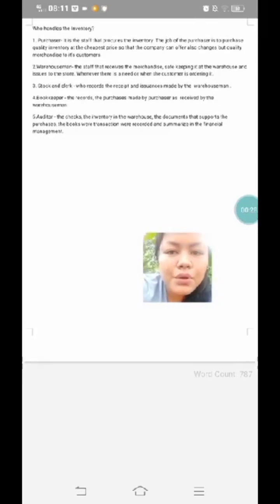Let's briefly discuss the purchaser. The purchaser is the staff that procures the inventory. The job of the purchaser is to purchase quality inventory at the cheapest price so that the company can offer quality merchandise to its customers at fair prices. For example, if you are a purchaser or buyer of a elephant factory, you manage to buy all the paint, dye, the elephant molds, and the packaging. You might also just be a consumer buying milk at the store. A purchaser is similar to a purchasing agent, who has the responsibility of buying products and services for their organization.